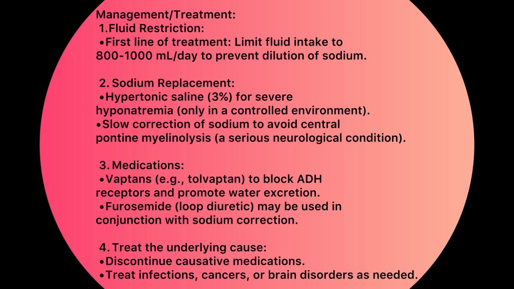Fluid restriction, first line of treatment, limit fluid intake to 800 to 1 liter per day to prevent dilution of sodium. Sodium replacement, hypertonic saline 3% for severe hyponatremia, only in a controlled environment or with proper watch. Slow correction is needed to prevent serious neurological conditions like pontine myelinolysis. Medications like vaptans to block ADH receptors and promote water excretion, loop diuretics like furosemide, and treat underlying causes of SIADH like discontinuing causative medications, treating infections, cancers or brain disorders.